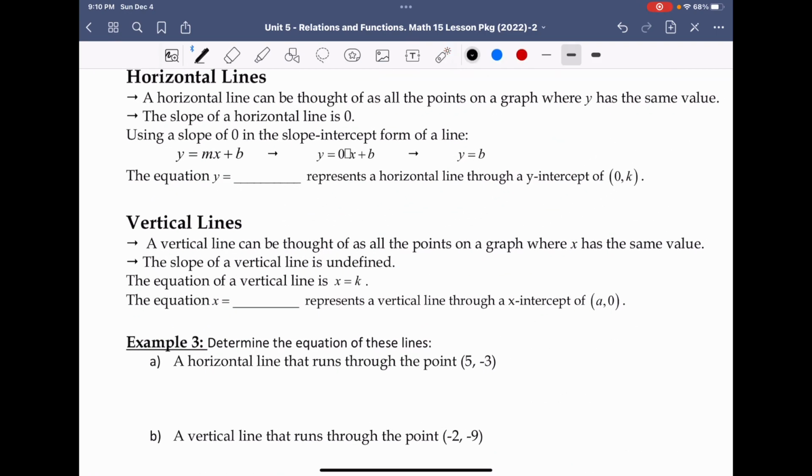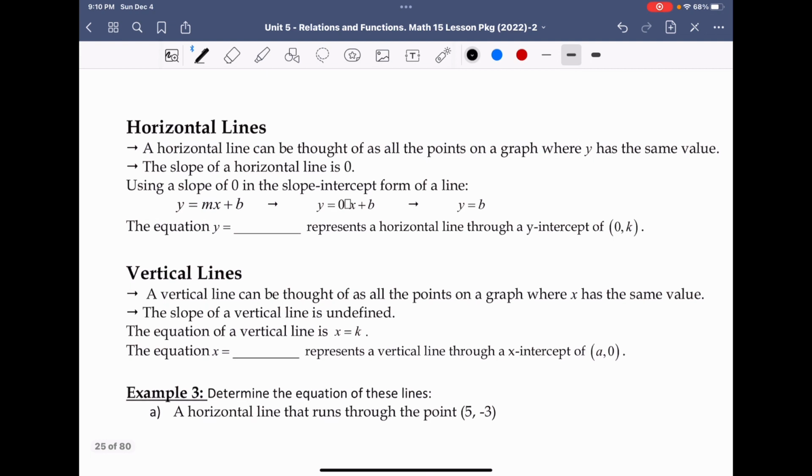All right, now reviewing the cases of different lines here. If we look at a horizontal line, we know horizontal lines have this form here where it's just directly across. It only has one y value and a bunch of x values. If we look into our equation, y = mx + b, a slope of 0 means I put in 0 for my m value. Therefore, my equation just becomes y = b, which represents specifically a horizontal line through any given y point, with a y-intercept of 0, k, or some y value there.